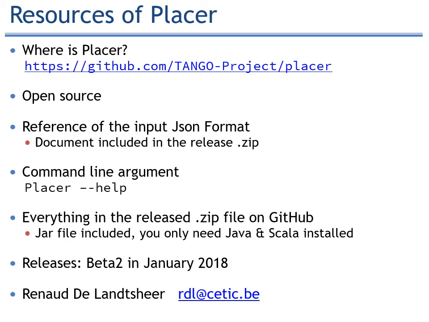You have a reference for the input JSON format, which is quite detailed. You have the command line arguments, and help, which you can get by calling placer with the help parameter, but basically everything you need to use Placer is included in the zip file. And we're very proud to announce that we made the beta 2 release in January 2018.